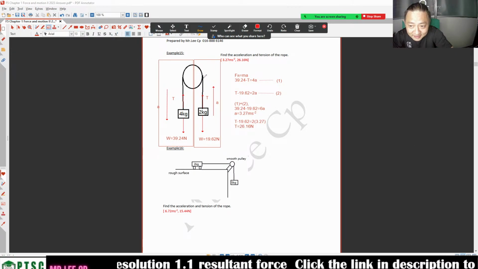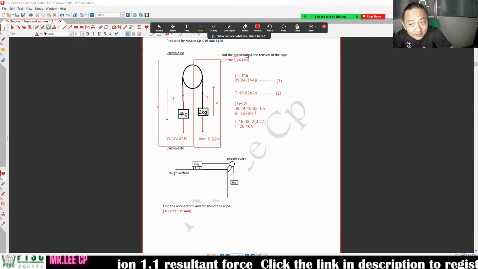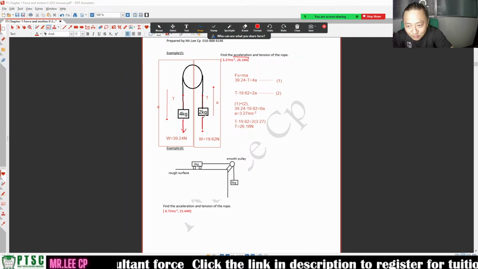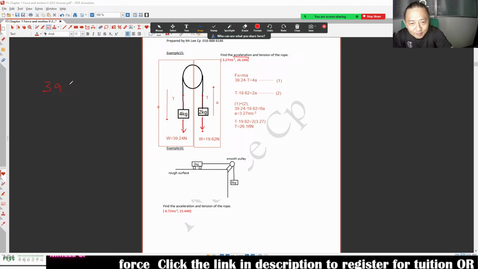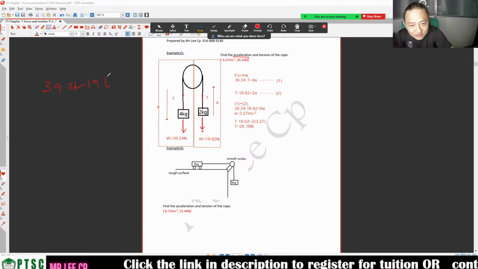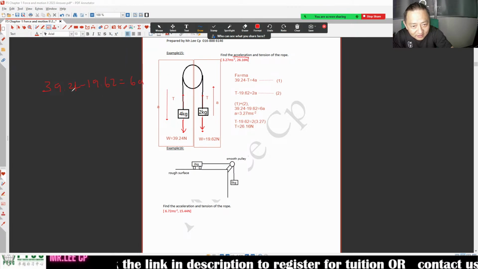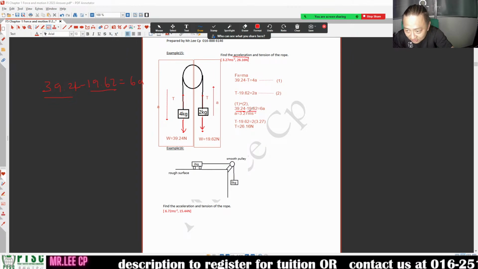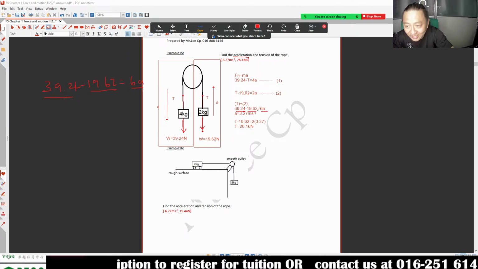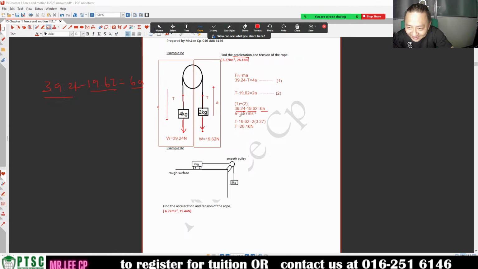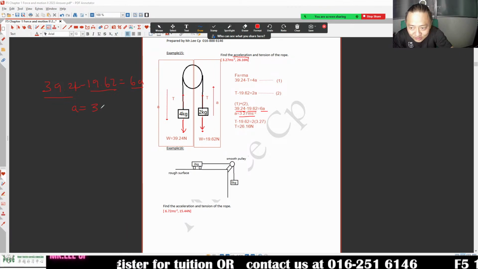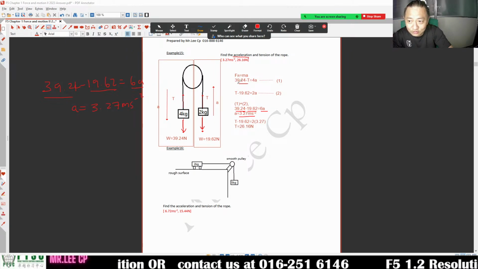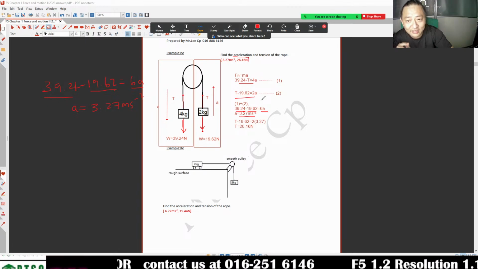Now, I said, if they ask you to find acceleration, we have an easier way. Big minus small. 39.24 minus 19.62 is equal to 6A. 39.24, 19.62, 6A. It's easy. You can get A is equal to 3.27. Now you see, I don't even do this equation out, but I can get the acceleration.